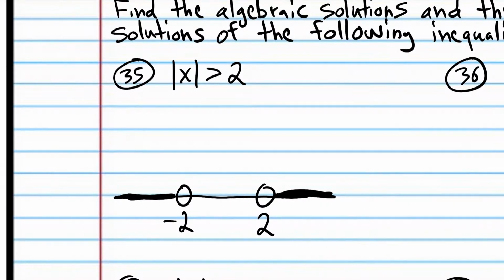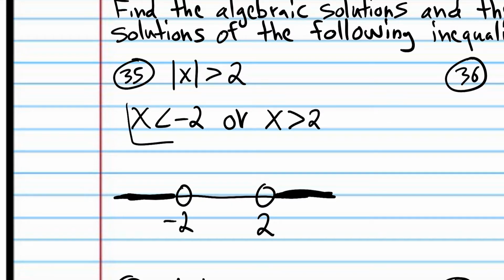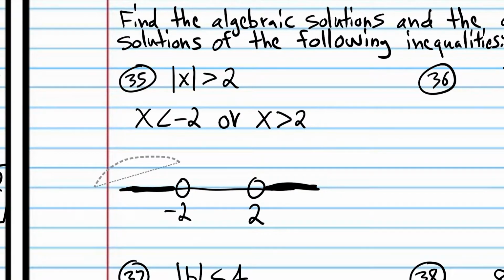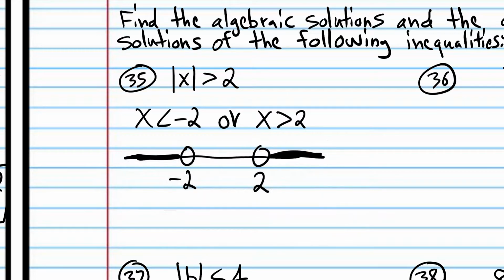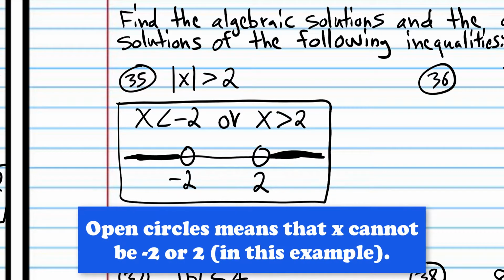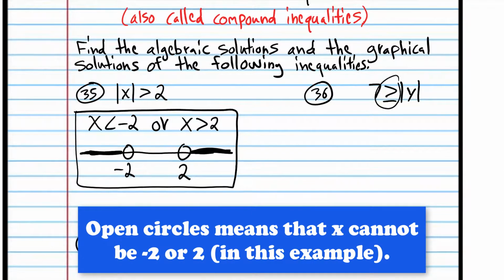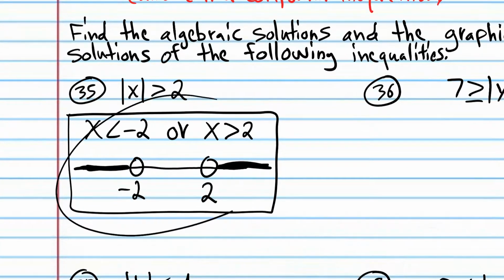So now the algebraic solution, x is going to be less than -2, and we have to use the word or. X is greater than 2. So again, the algebraic solution and the graphical solution. Let me just put those two together so we can just use one rectangle. And notice I have open circles. The reason I have open circles is this is not greater than or equal to. On this problem over here, we have greater than or equal to. That's going to be closed circles. So this is just one scenario.